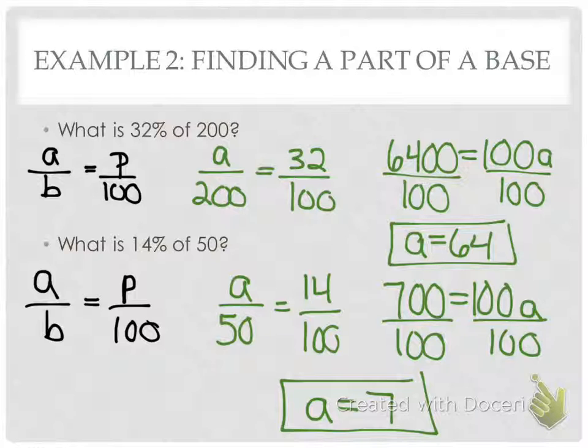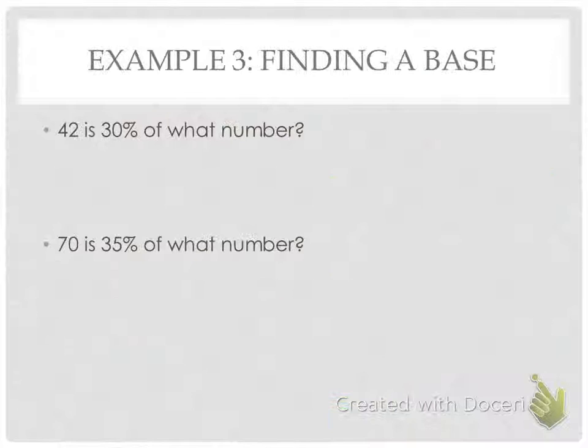In example 3, again, we're using the percent proportion. We're just solving for a different part of the proportion. So now, what are you solving for? B, okay? You can use kind of process of elimination, but it says of what number? So on your homework, these are all going to be mixed together. So you have to be able to pick out, okay, it says of what number, I'm solving for B. If it says what is, I'm solving for A. If it asks what percent, then I'm solving for P.